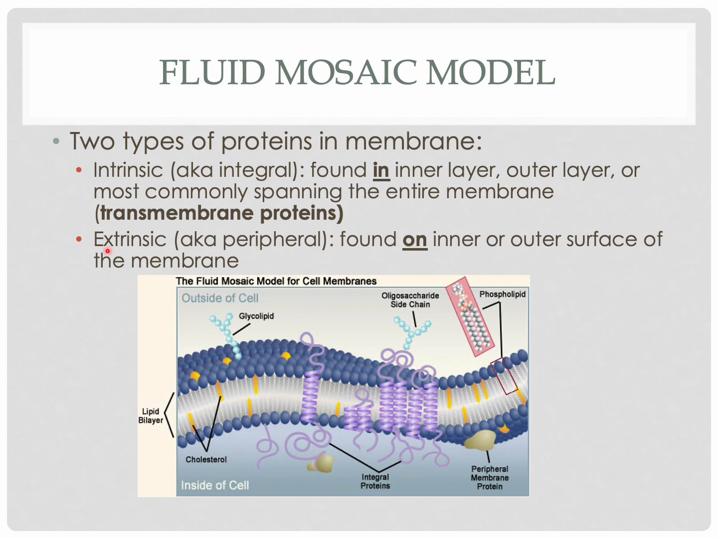And then your extrinsic, X, are the peripheral ones. These are found on the inner or outer surface of the membrane. So they're going to be on the surfaces of them. Sometimes you can even find the peripheral will attach to an integral protein. Here's a peripheral one here.